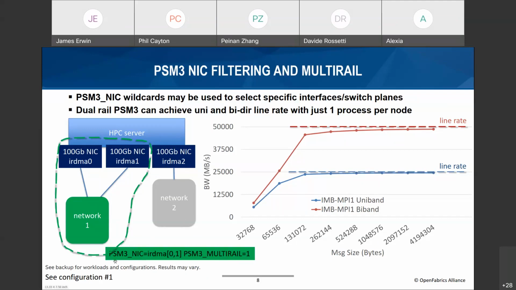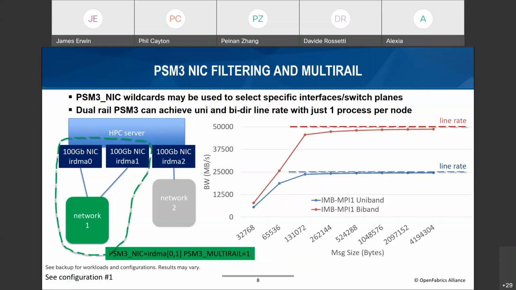So in the green box down here, when we run our MPI job, we would simply enable the environment variable PSM3_NIC and select the verbs device name in terms of a wildcarded format. In this case, we just want to use RDMA 0 and 1. And then we'll also implement a feature known as multi-rail, which will tell PSM to stripe the traffic across the available NICs that we have selected. So in this case, we're going to be striping messages across the irdma0 and irdma1 devices.